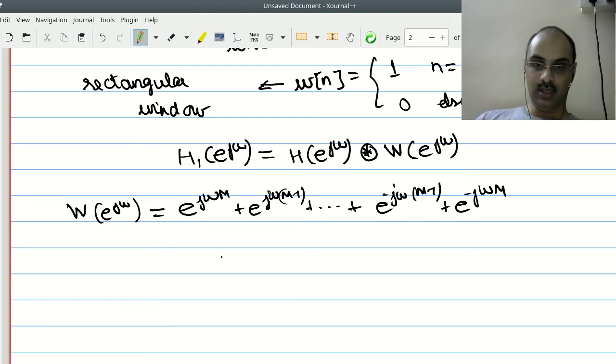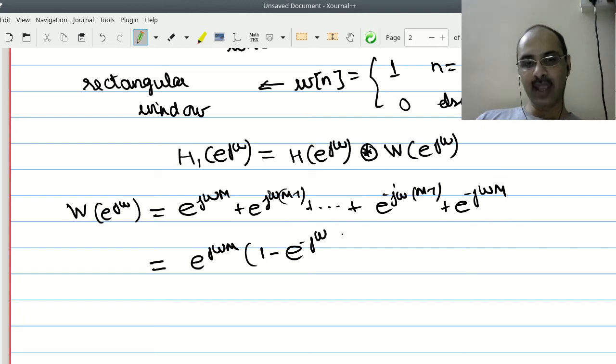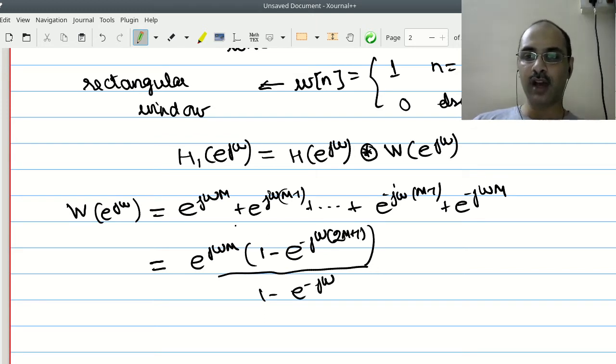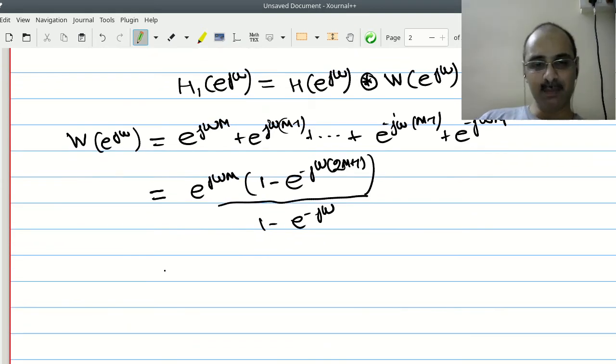Okay, so let's try to do some simplification. This is a geometric progression. I'm just going to take the first term e power j omega m, and if you then take the rest of the terms, you will find that you get 1 minus e power minus j omega times, I believe, 2m plus 1, divided by 1 minus e power minus j omega. This is using the formula for the summation of a geometric progression. Okay, this can be simplified further.